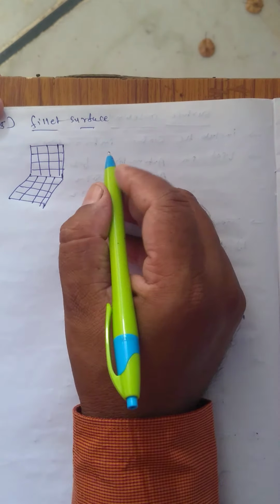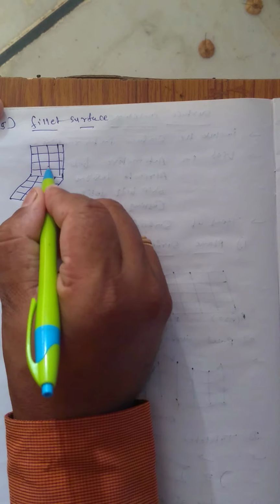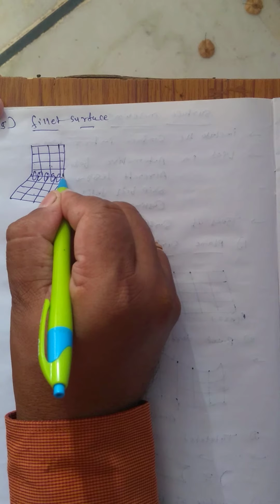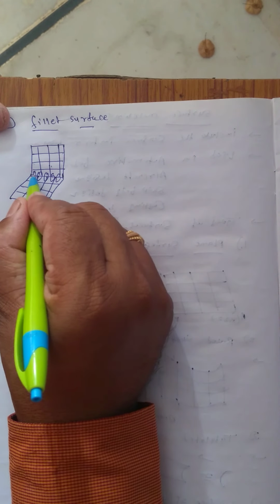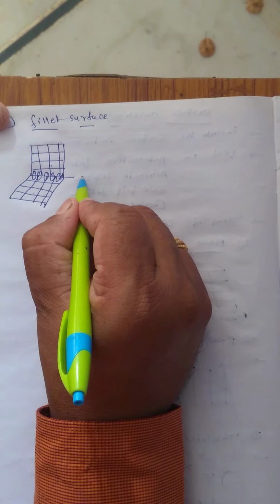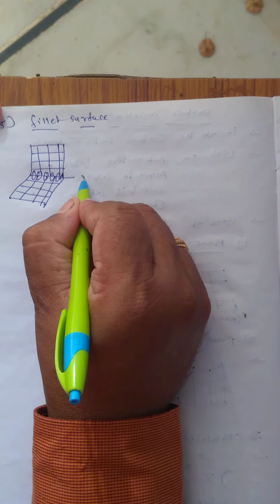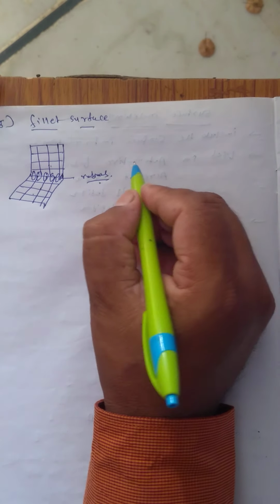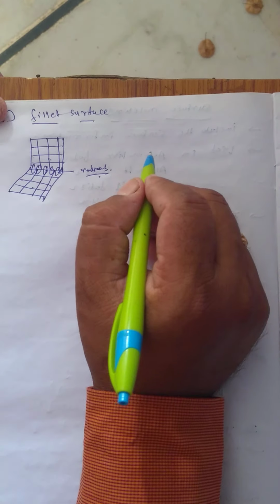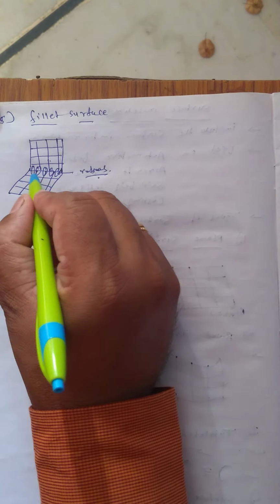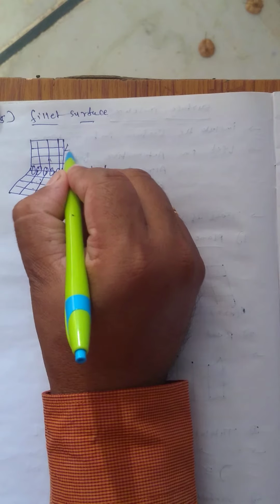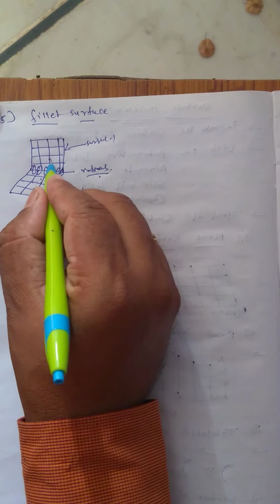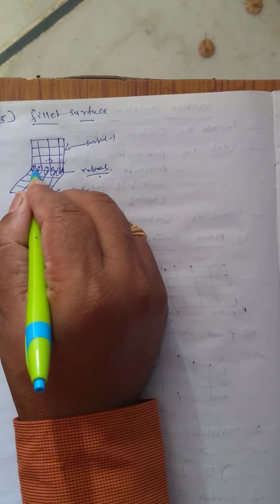In the fillet surface you can create the fillet at the intersection of these surfaces, and the shape of this surface is at some radius. You can give a radius of 5 mm, 10 mm. Then the fillet is created between the two surfaces, surface 1 and surface 2. Here you can create the fillet between the two surfaces.